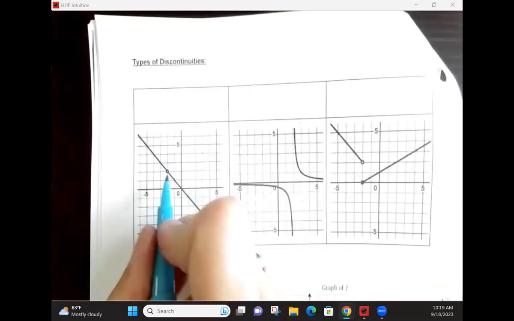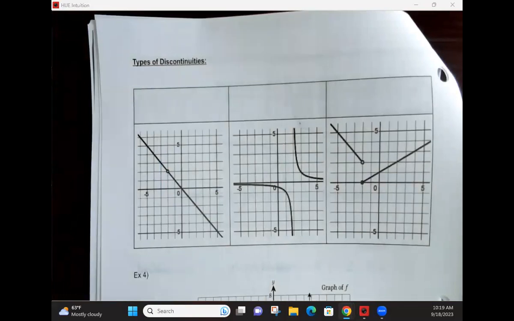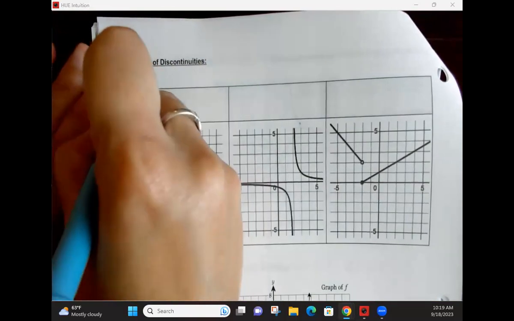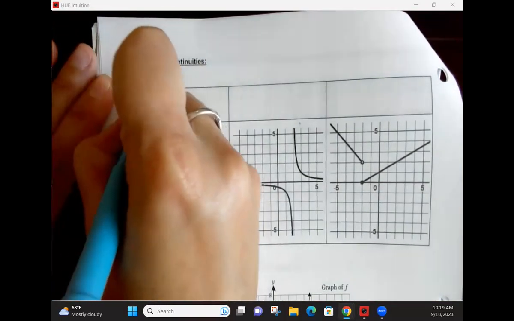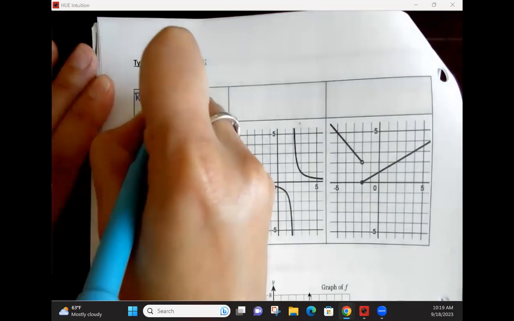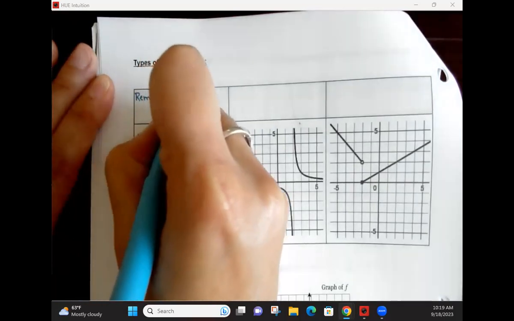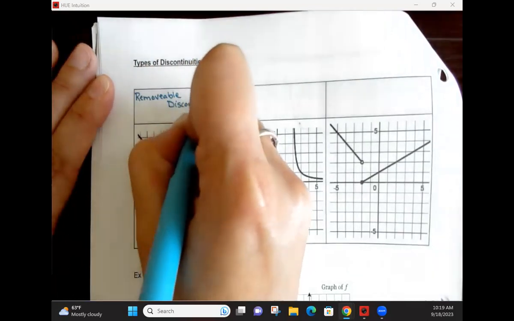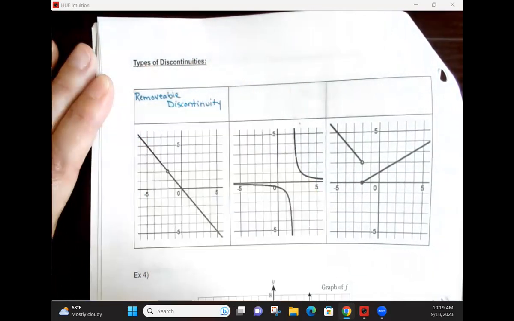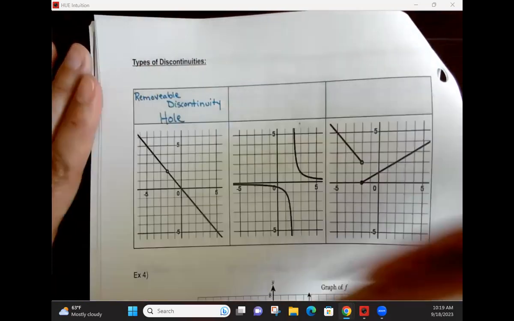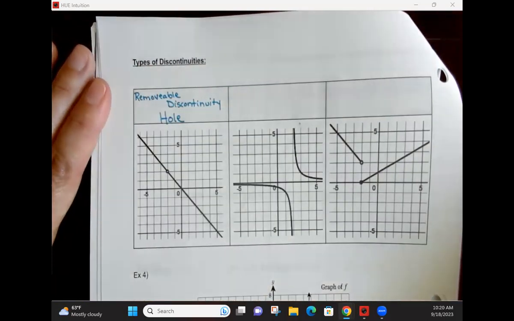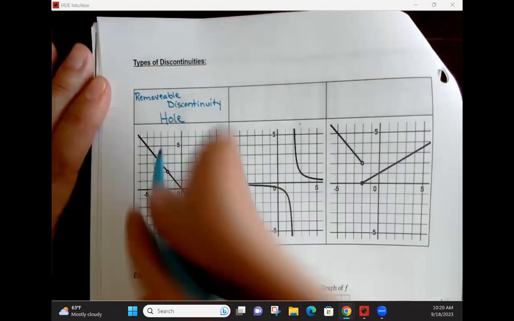Okay, discontinuities we can classify by their type. If I have 1 point that is missing, we call that a removable discontinuity or a hole. So this would be a removable discontinuity or a hole. I am going to use hole more than I use removable discontinuity because hole is only 4 letters and removable discontinuity takes a lot longer to write, but they mean the same thing. Okay. So there's our hole.